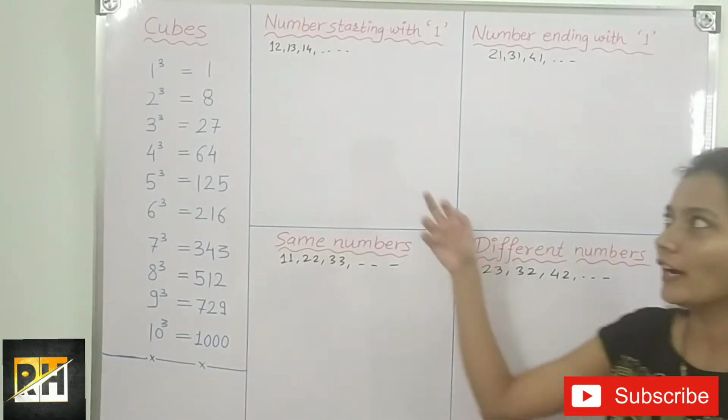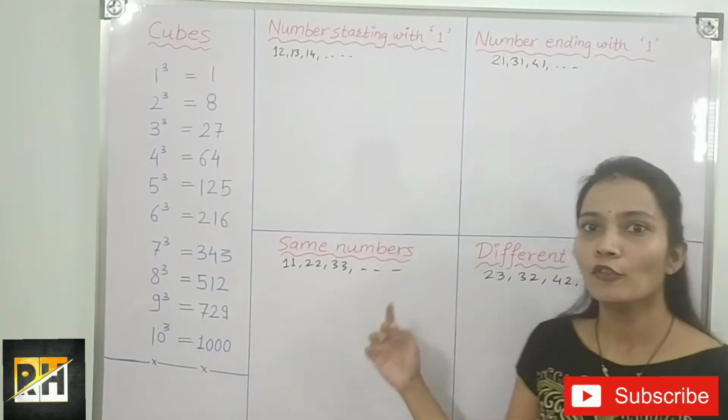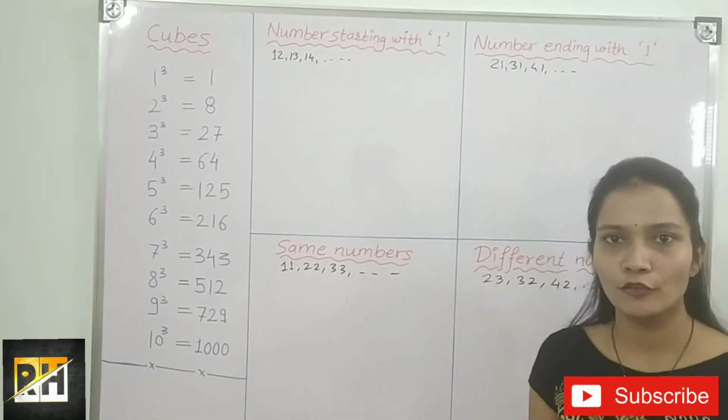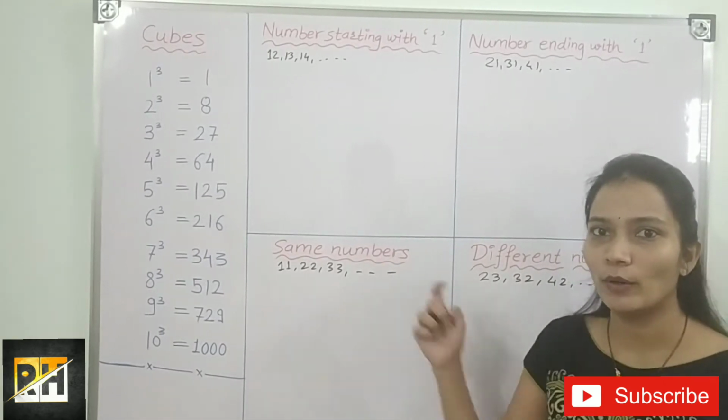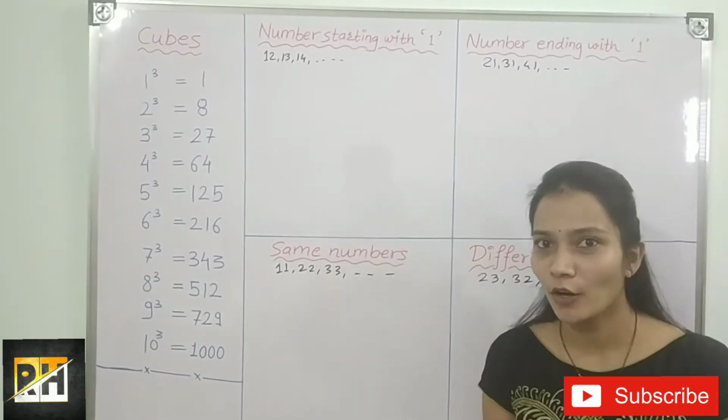So we will divide it in 4 parts for finding the cubes, and these 4 methods are different from each other. Now let us take them one by one. Let's see the first method, that is numbers starting with 1.